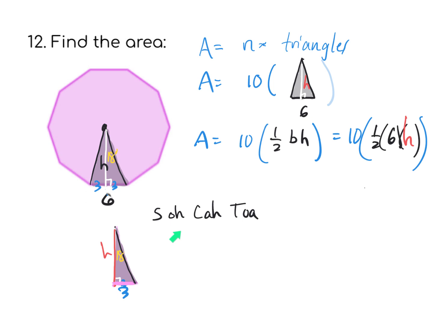So our right triangle trig mnemonic is SOHCAHTOA. And when we're at 18 degrees, this is opposite and adjacent, so that will be tangent. Tangent of angle 18 degrees is equal to the opposite side 3 divided by the adjacent side h.